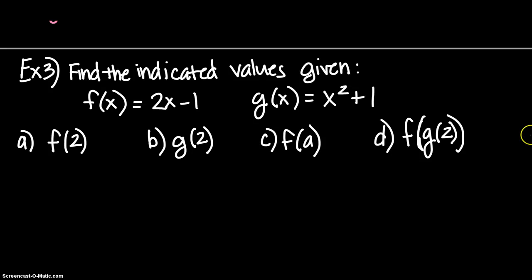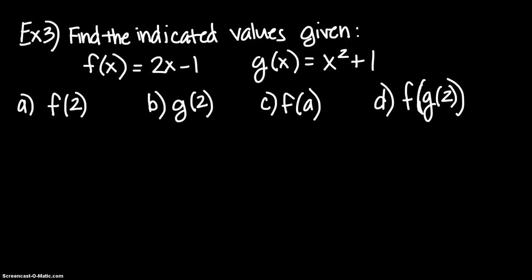Okay, so example 3, find the indicated values given. We have f of x equals 2x minus 1 and g of x equals x squared plus 1. So this is slightly different. Now we have two functions. Okay, but we're going to do the same kind of thing.